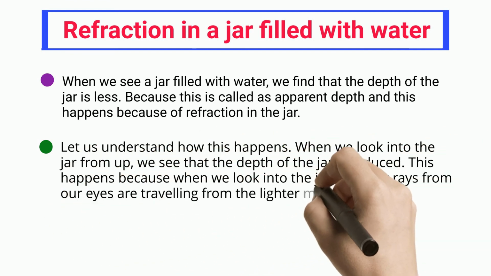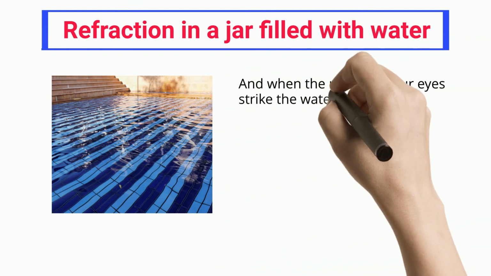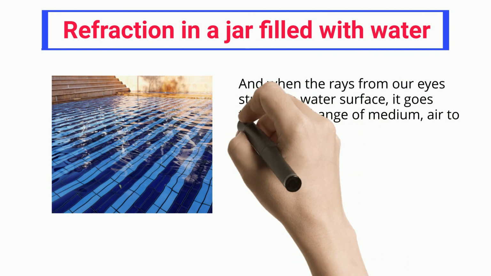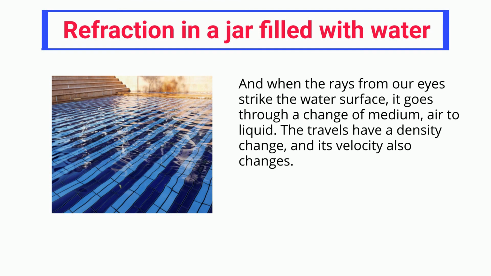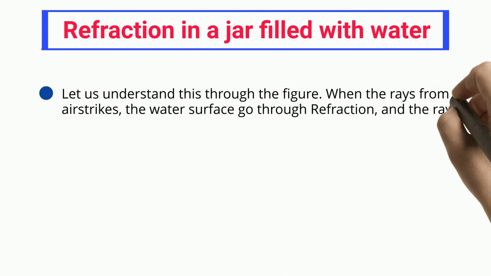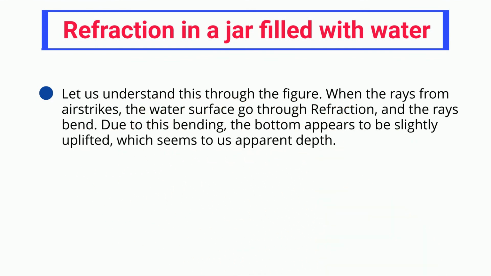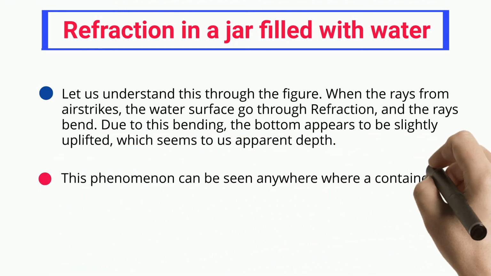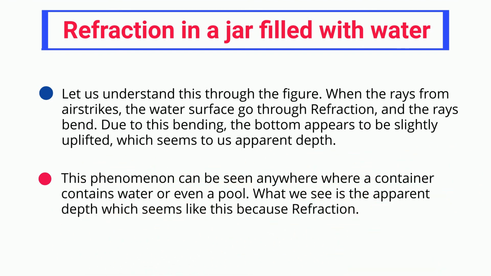This happens because when we look into the jar, the light rays from our eyes are traveling from the lighter medium, which is gaseous. And when the rays from our eyes strike the water surface, it goes through a change of medium, air to liquid. The rays have a density change, and their velocity also changes. Let us understand this through the figure. When the rays from air strike the water surface, they go through refraction and the rays bend. Due to this bending, the bottom appears to be slightly uplifted, which seems to us as apparent depth. This phenomenon can be seen anywhere where a container contains water, or even a pool. What we see is the apparent depth, which seems like this because of refraction.